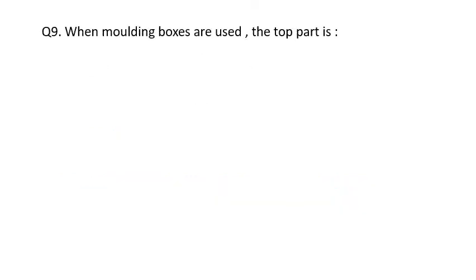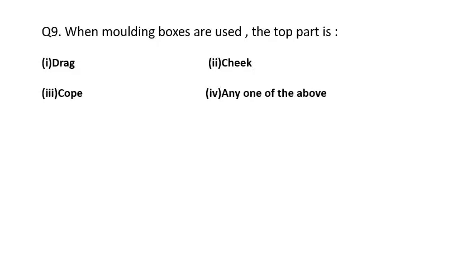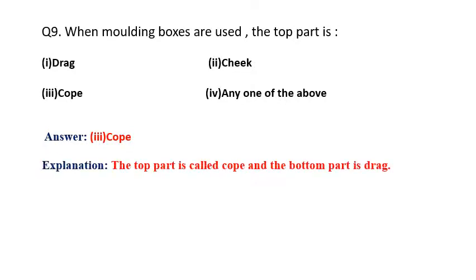When molding boxes are used, the top part is: first drag, second cheek, third cope, fourth any one of the above. The correct answer is 3, cope. The top part is called the cope and the bottom part is the drag.